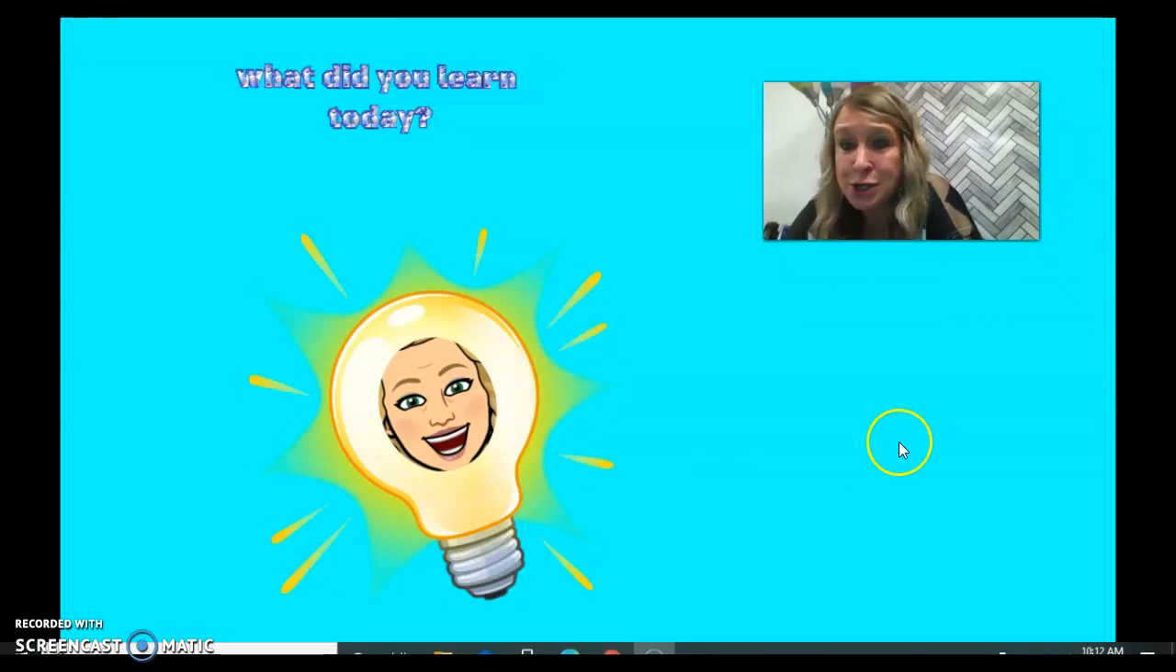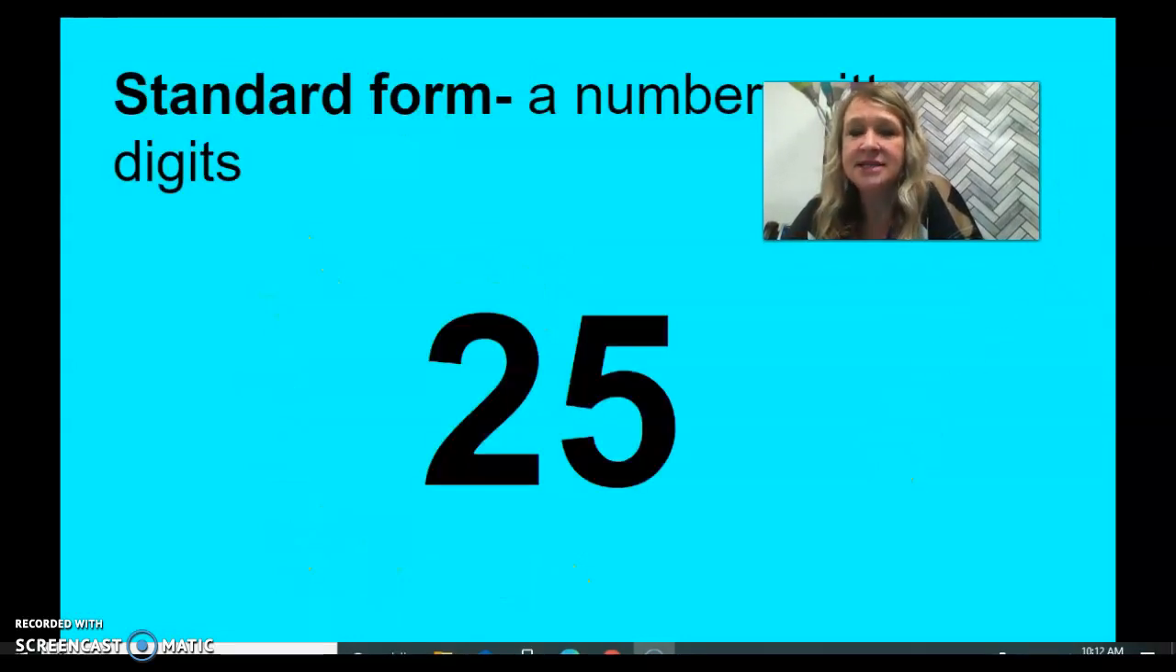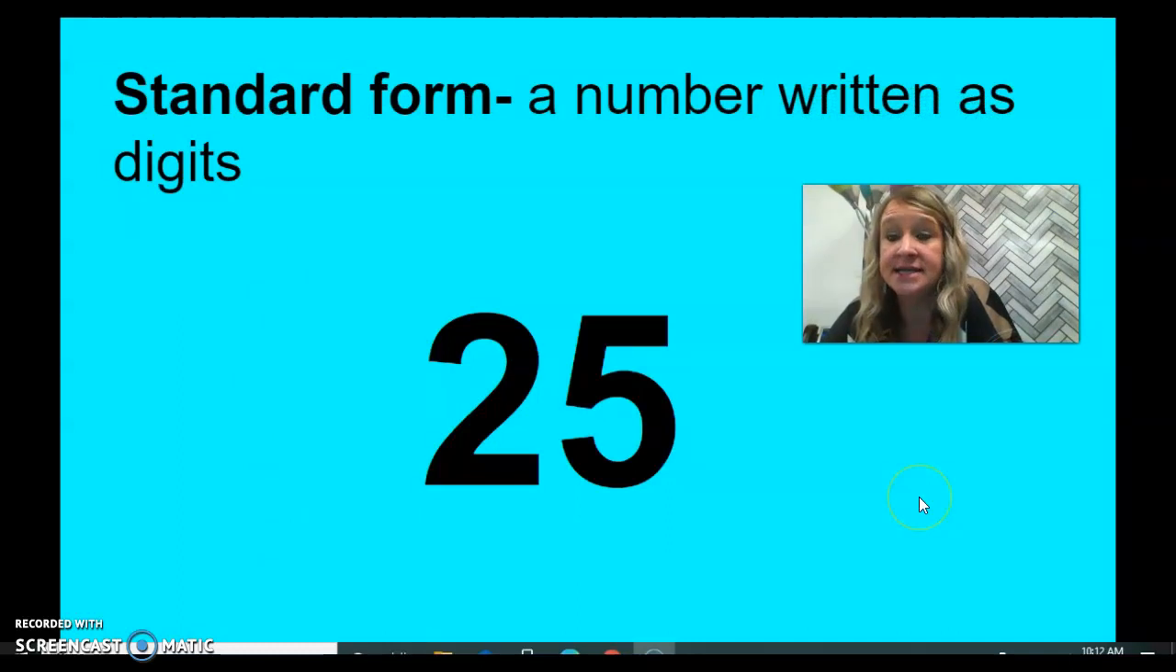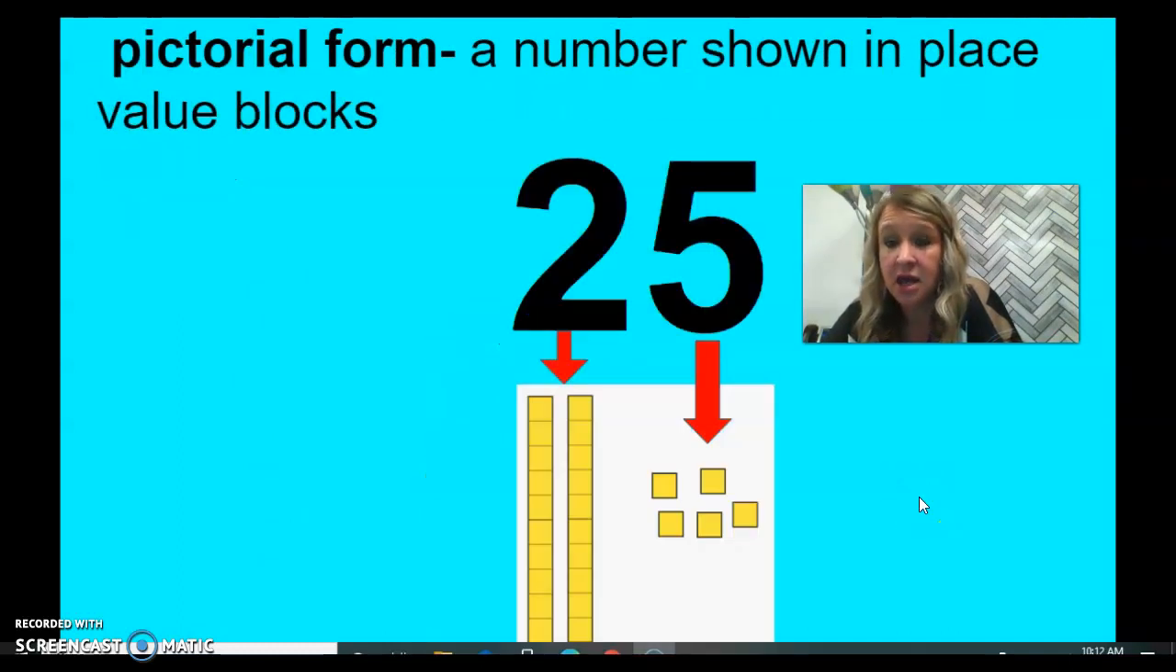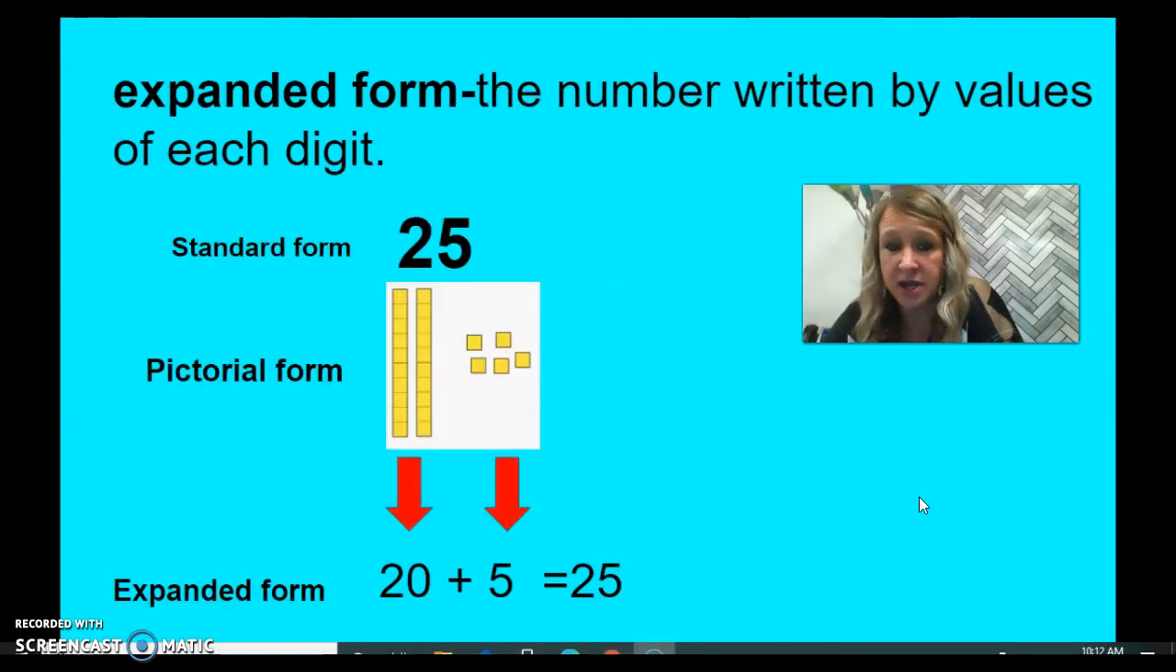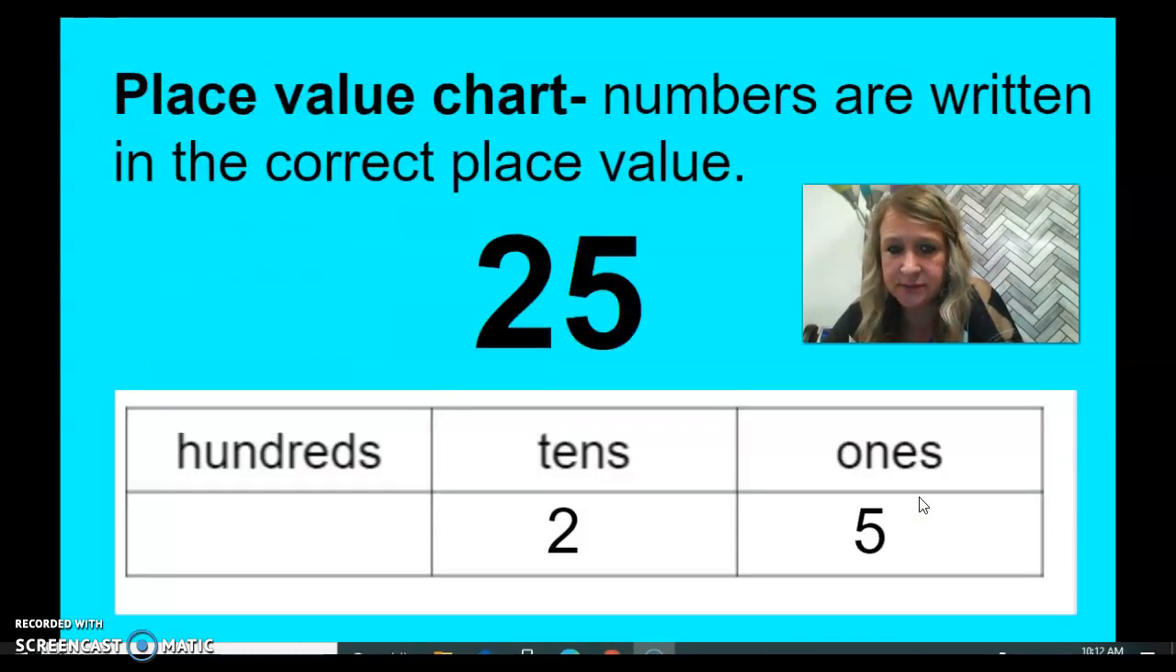What did you learn today? Standard form is a number written as digits. Pictorial form, a number shown in place value blocks. Expanded form is the number written by values of each digit. And the place value chart is where numbers are written in the correct place value.